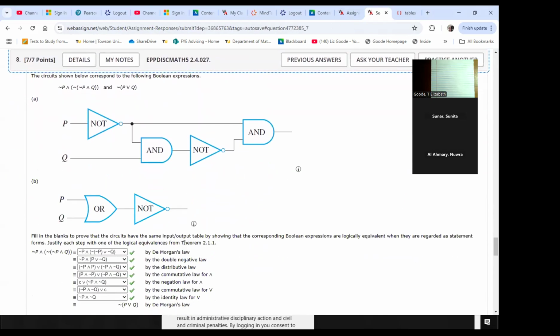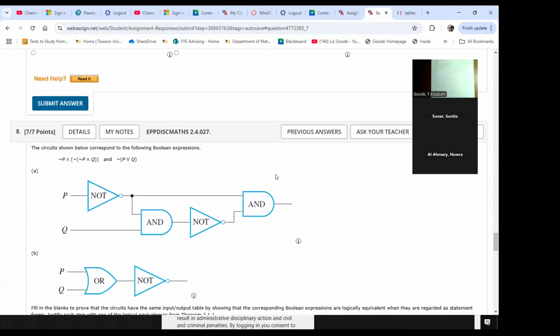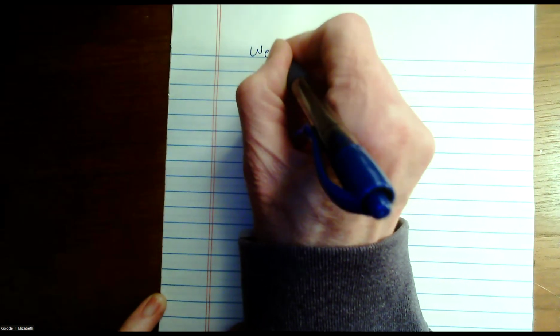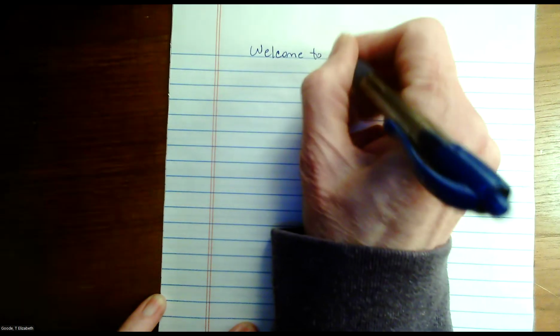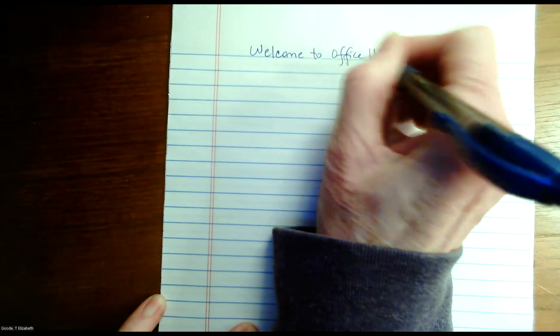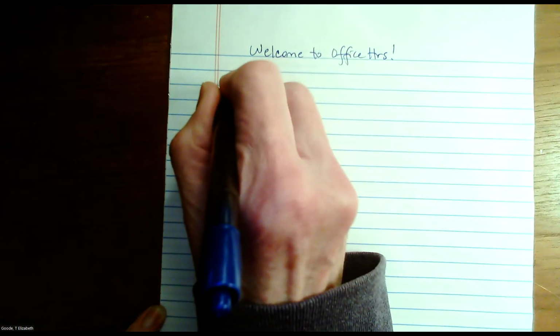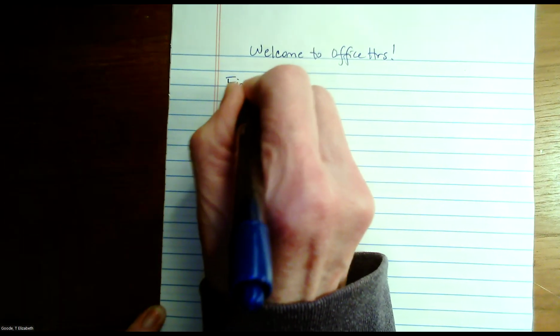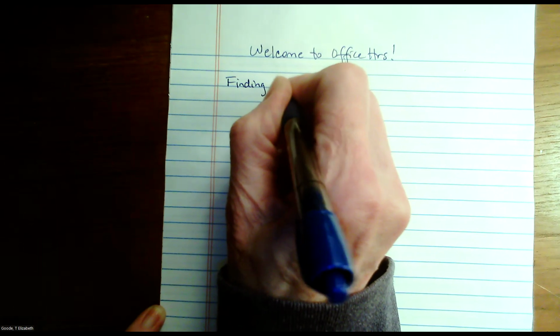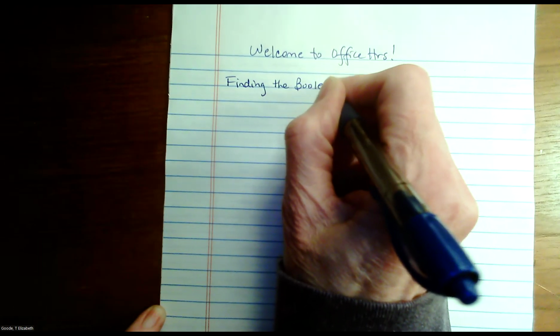Can we go over extracting an expression from a circuit? Sure. All right. So why don't we actually extract the expression from that circuit? Finding the Boolean expression for a given circuit.